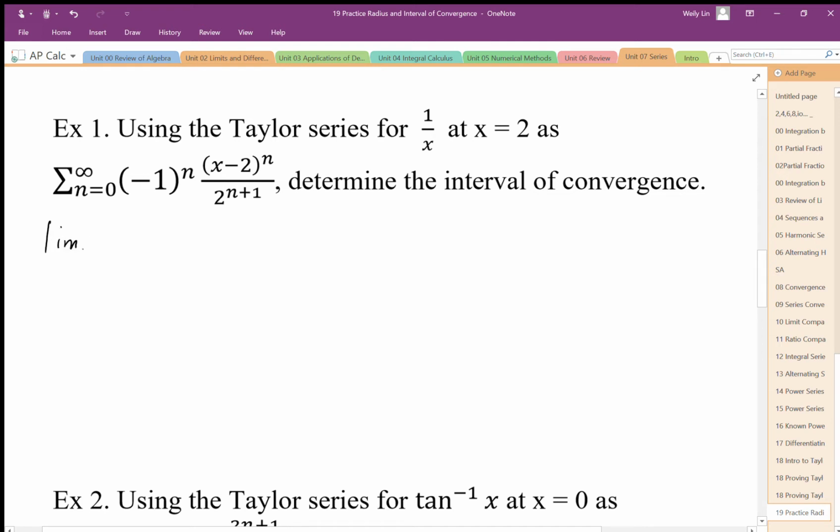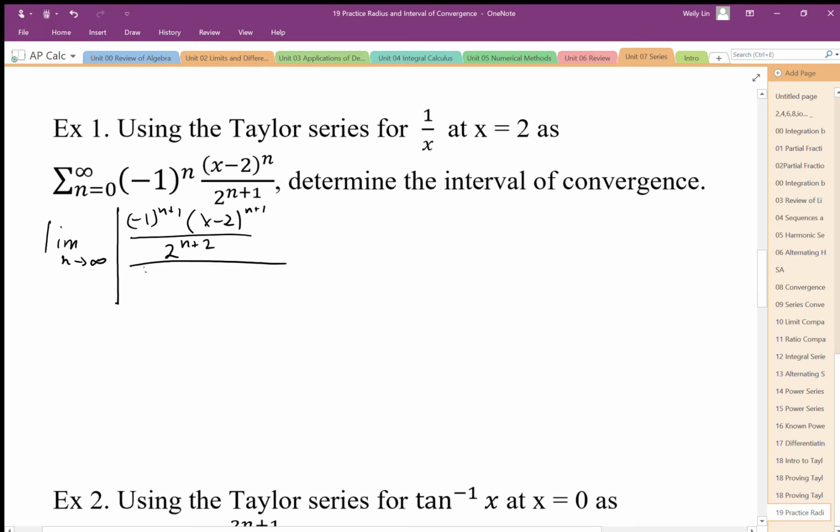So what we're going to do then is start with our radius of convergence. So we're going to do our ratio test. Limit as n goes to infinity, (-1)^(n+1) (x minus 2)^(n+1), all over 2 to the 2n plus 3. Oh, sorry, that's not going to be correct. That's just going to be n plus 2, because we're going to add n plus 1 in there, so plus 1 is plus 2.